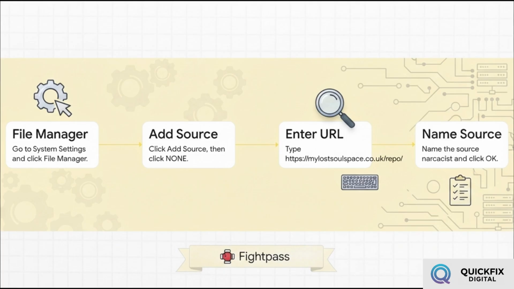Now pay attention here. You must type this URL exactly as it appears. https://mylostsoulspace.co.uk/repo. Seriously, one tiny typo here will cause a pathing error and ruin the whole shebang. Once that's in, drop down to the naming box and type narcassist. Always take a second to double-check your spelling before clicking OK.